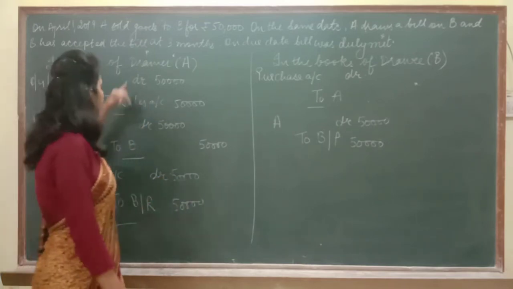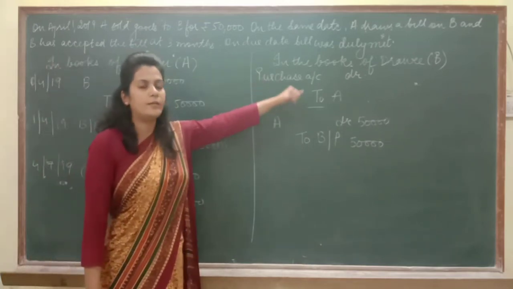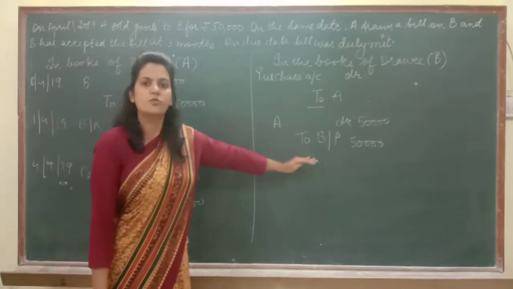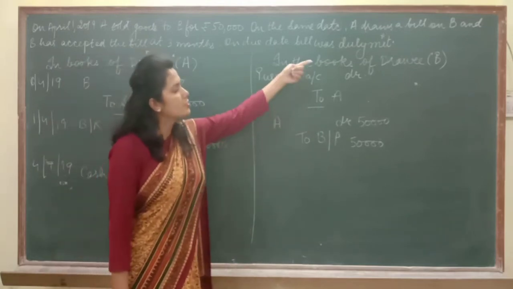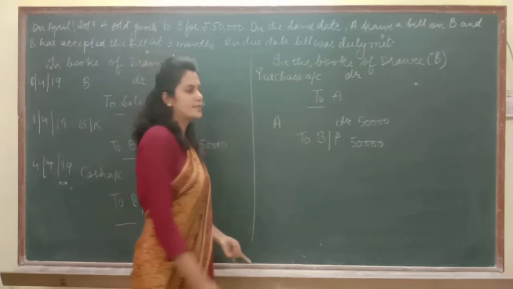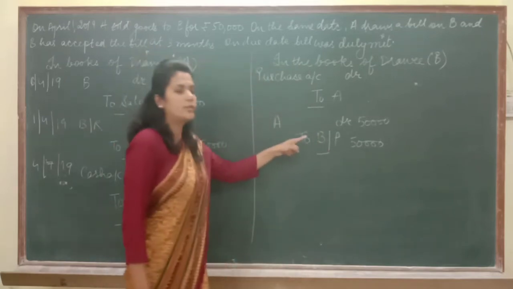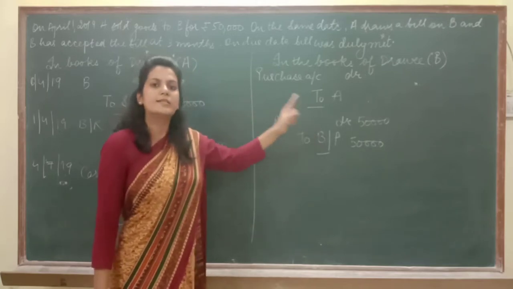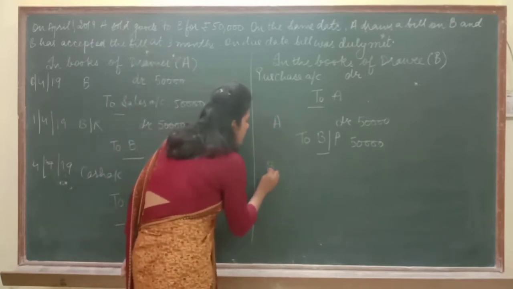Now, if A has received the money from B, it means B must have paid money to A, and A's name has been changed to bills payable. It means that the drawee has made the payment of bills payable. So if I have made the payment of bills payable, my liability has been reduced. The balance of liability is credit, so now I have to debit it.